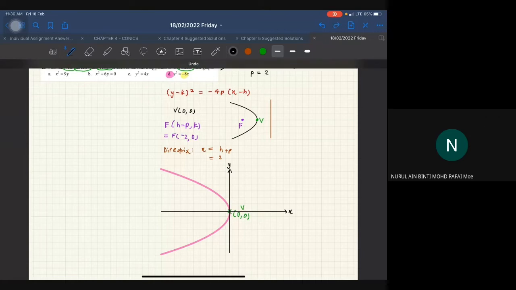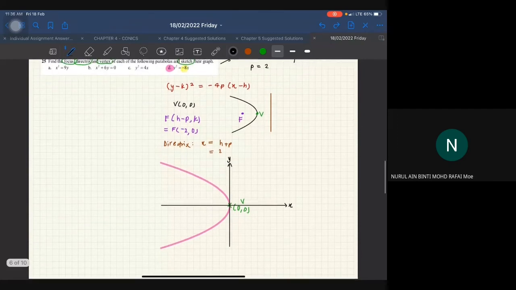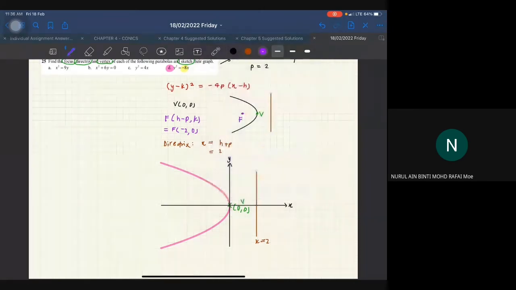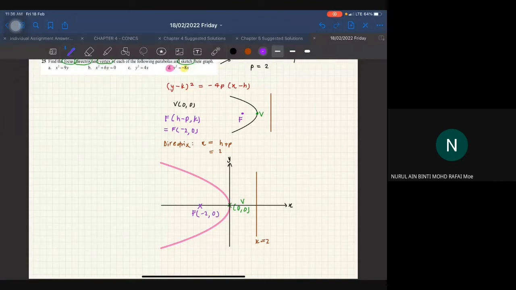Okay, so dah ada markah, okay? There are marks for labeling X and also Y axis and also the origin. Okay, but in this case, origin kita dah jadi vertex, so you don't have to label origin. So just write V dekat situ. Okay, so that is for vertex and then directrix is somewhere here. Okay, so directrix is X equal to 2 and then our focus, I use purple color. Focus is somewhere here. So focus is negative 2, 0.